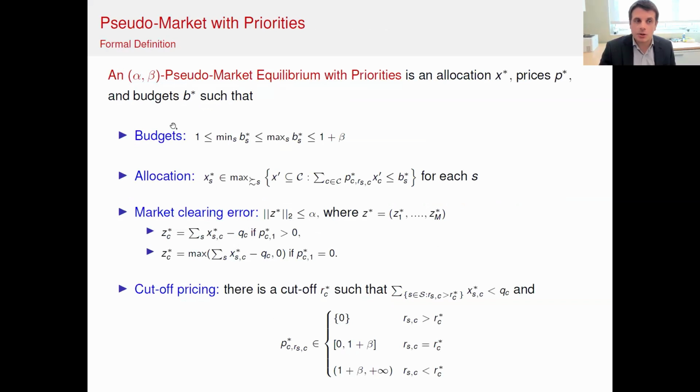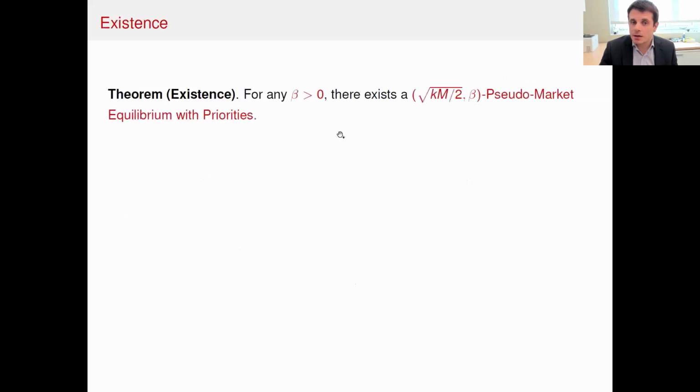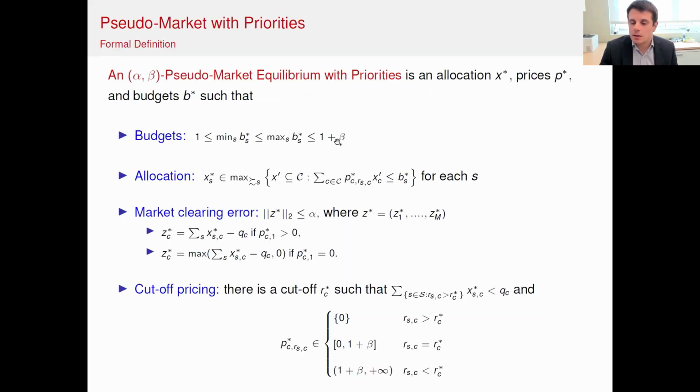So let me be more precise. We have an alpha-beta pseudo-market equilibrium with priorities. What is it? It's an allocation rule, this is the price, and this is the budget. The budgets satisfy the inequality, where beta is the degree of budget inequality. Then inside the mechanism, the allocation maximizes student preferences given their budgets and prices. The prices are course specific and priority specific, and there is a market clearing error.